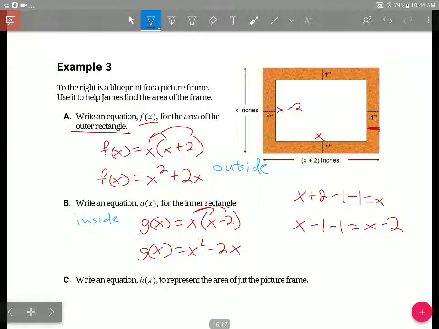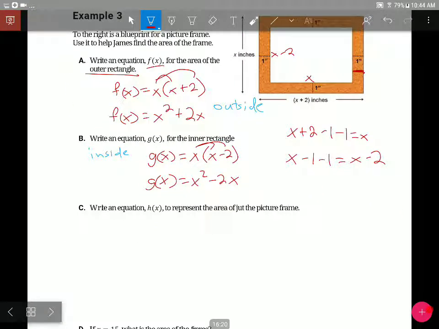Thank you, sir. All right, letter C. Write an equation h of x to represent the area of just the picture frame. Okay? So far I got an outside and I got an inside. If you got the outside area and the inside area, what do I got to do to these two to just get the frame, the part that's darkened? What would you do to those two? Would you add them together?